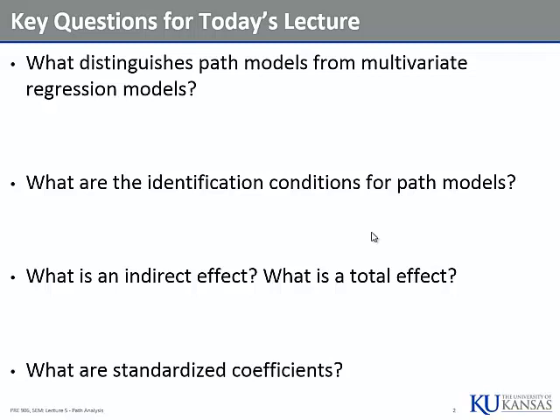What are the identification conditions for path models? What's identification in the first place? You probably know what that is in terms of your driver's license. Yeah, we'll figure that out. When we get into these multivariate models, the world changes. It's kind of like, and actually the parallel is very true, although we can have multiple dimensions.